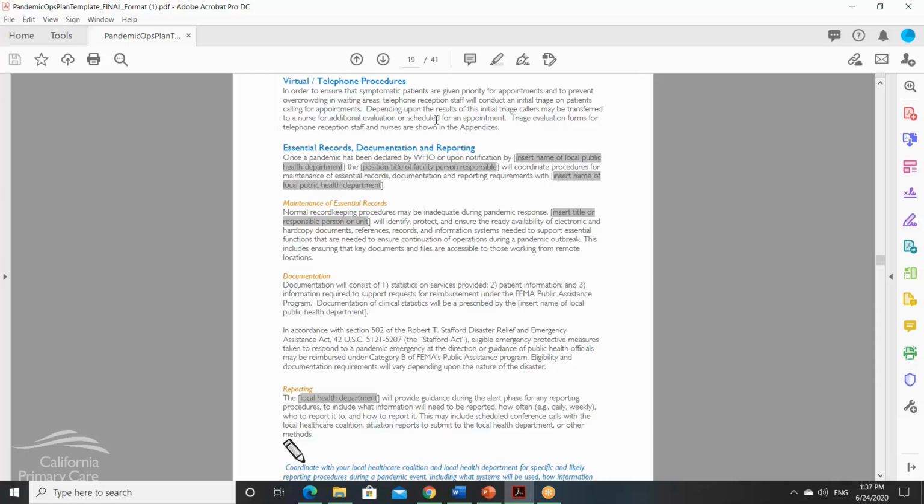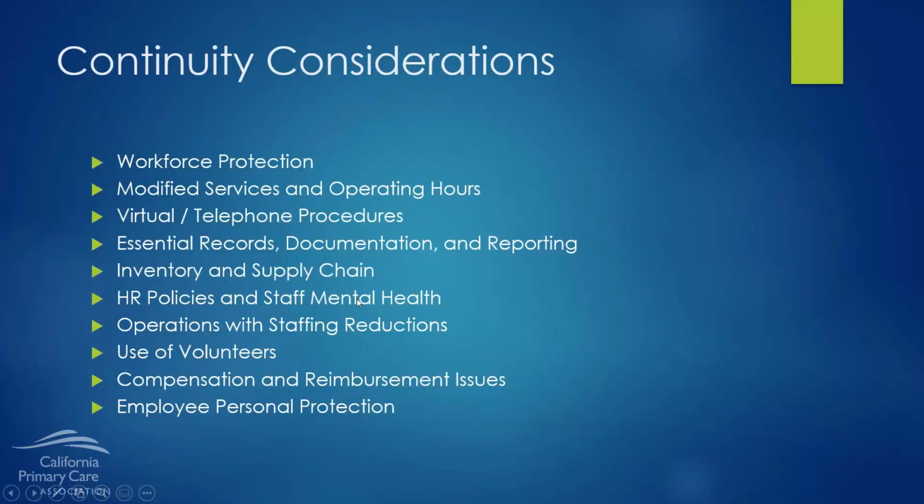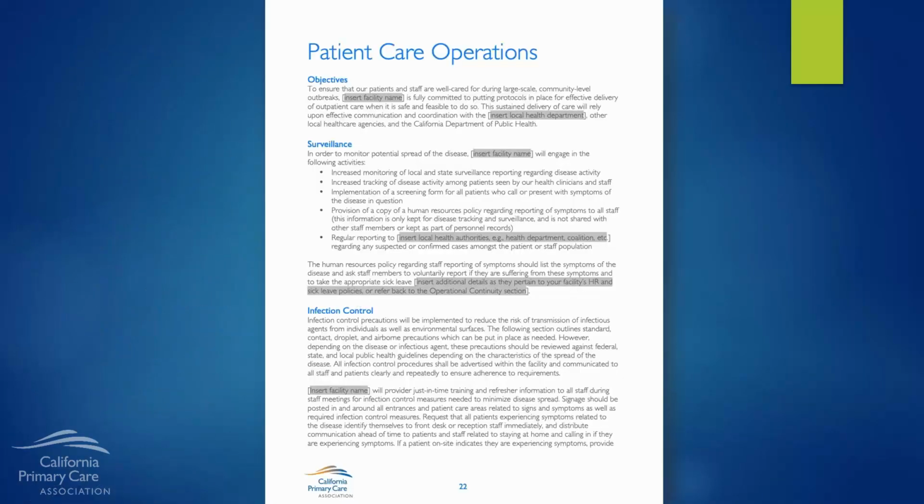In addition to this section here in the plan, there actually is an appendix later on in the template with a sample telephone triage form and a script for your reception staff to use. You can modify that however you'd like. Some of you may already have telephone procedures or telephone triage. Highly encourage you to work with your public health department on that as well. They may have example text for you. So going back into our slides here, the next main section is patient care operations.